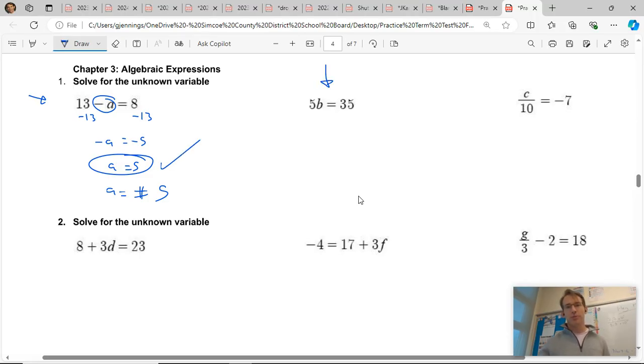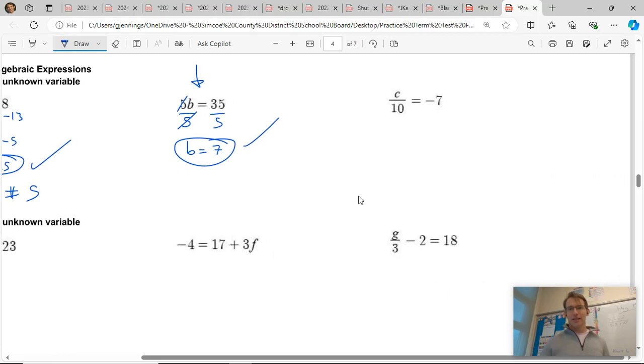Here we have 5 multiplied by b is 35, so we're going to divide both sides by 5, because that's the opposite of multiplication. And that gives us b is equal to 7. It's amazing. It's beautiful. There we go. That's how that one's done.